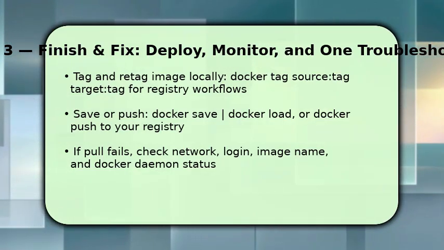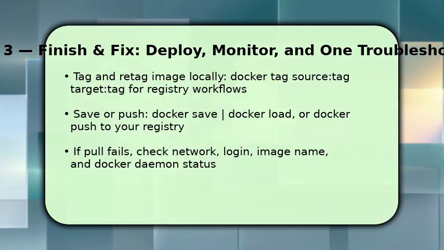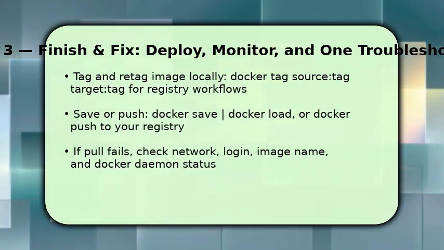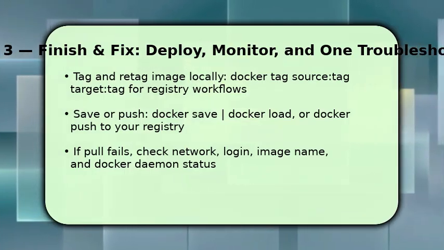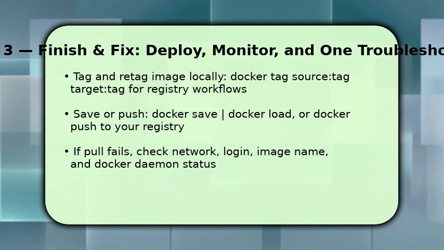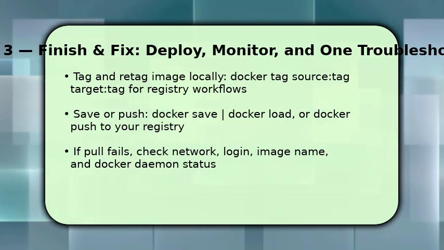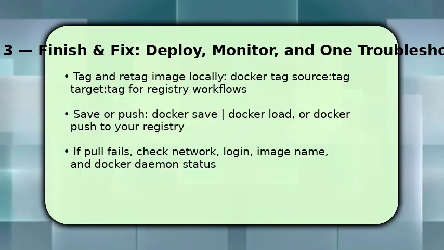If a pull fails, check your network, confirm docker login credentials, verify the exact image name and tag, and ensure the Docker daemon is running. Running docker system info and retrying often resolves transient issues. Diagnose with the error text for targeted fixes.